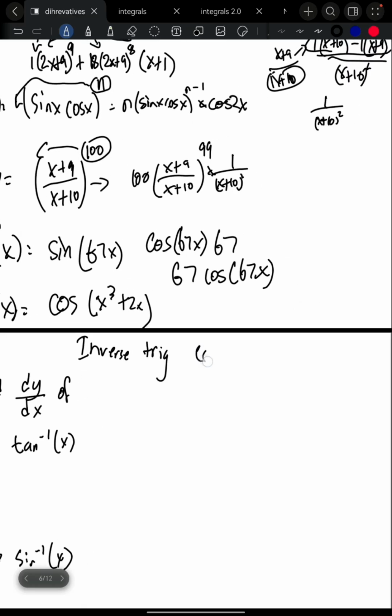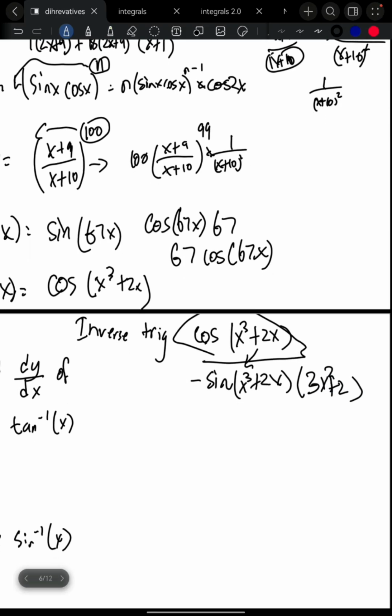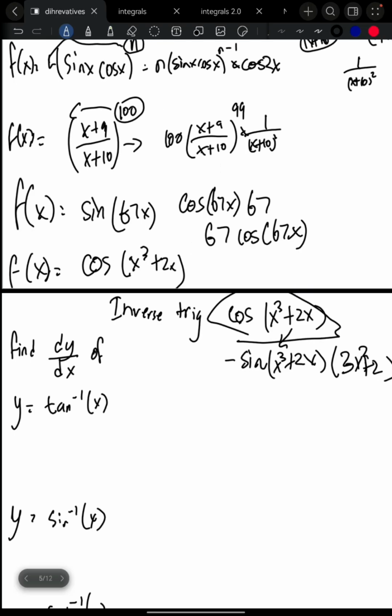Okay, wait. There is no space for this, so I'm gonna write the question again. This one, right? You're gonna find the derivative of this. So the derivative of cosine x is just negative sine, and put the whole function here, right? And then you're gonna times the derivative of the inside. Derivative of the inside is just 3x squared plus 2. So you're gonna multiply by 3x squared plus 2 and simplify, I guess. But yeah, that's it, I guess.